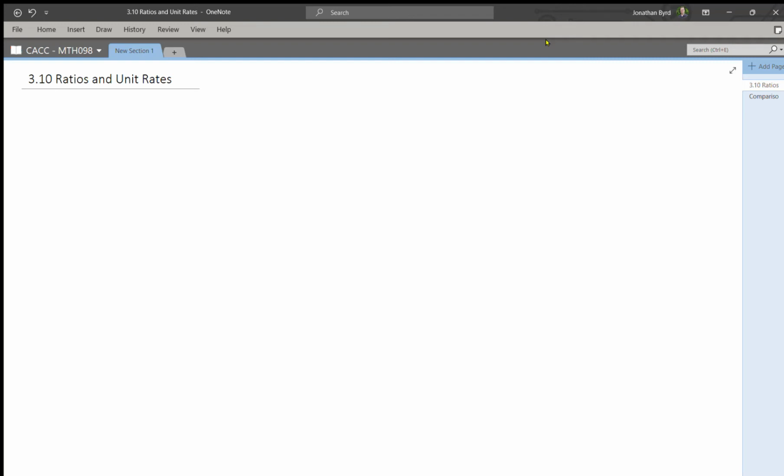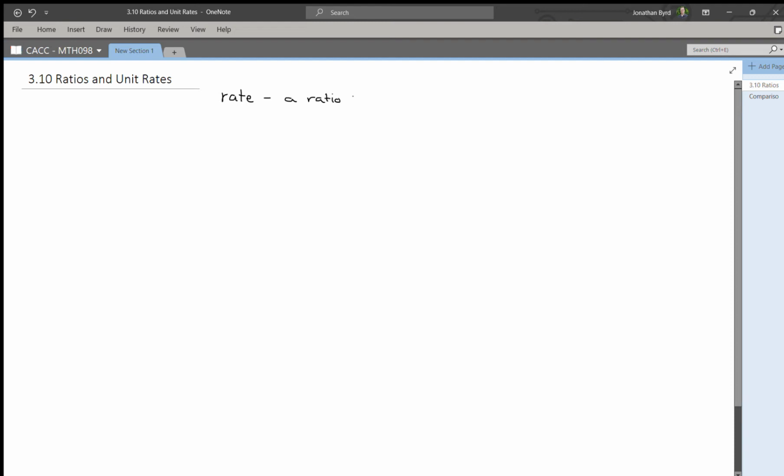So far, we've been talking about ratios where we're really just comparing two numbers. There's also a notion of a rate, which is a ratio where the units are different.